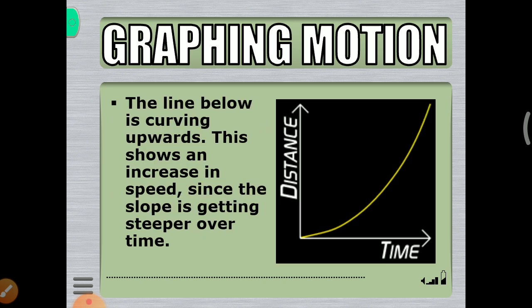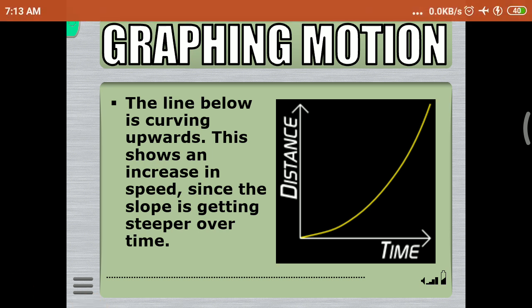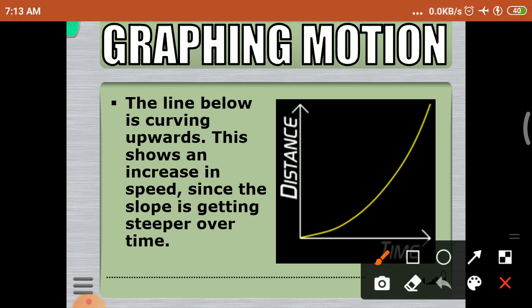And look here, the line below is curving upward. This shows an increase in speed, since the slope is getting steeper over time. So when we get the line in a curved form, this represents that the distance is increasing with respect to the time.